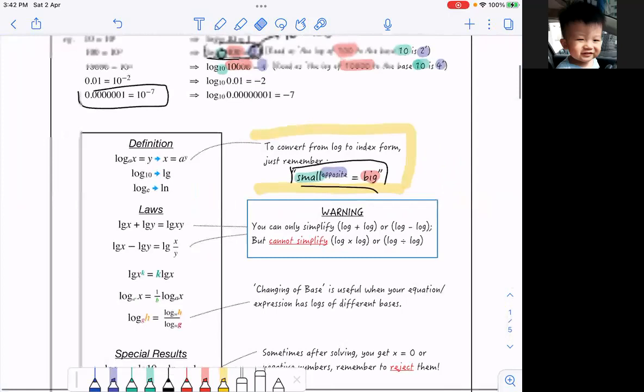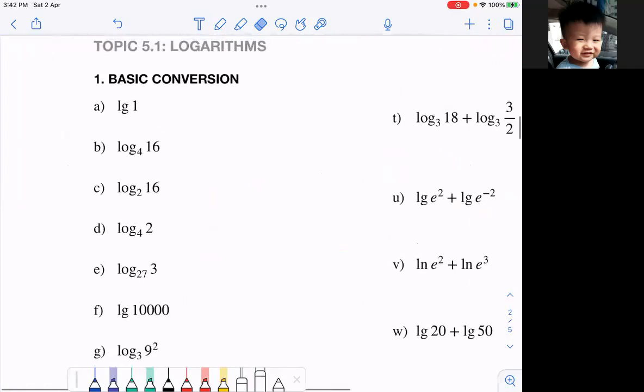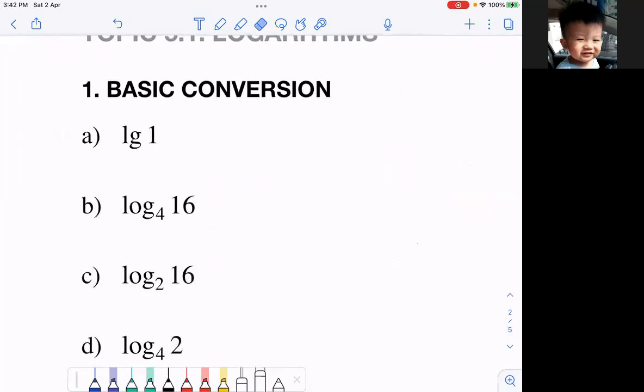Okay. Let's see whether we have learned enough to do some questions. Oh, enough already. Okay, let me show you how to do this. This is LG. Y'all can go to the question already. I won't expect y'all to get anything correct. I'm just showing you how it's done. This is log 10 of 1, right? Because as a beginner, y'all are still not used to what is LG. So go ahead and write down the full form of LG, which is log base 10 of 1.